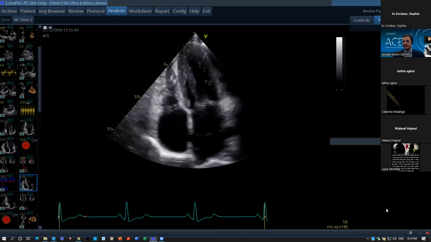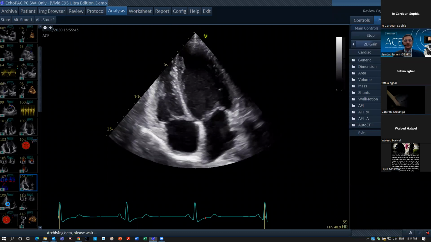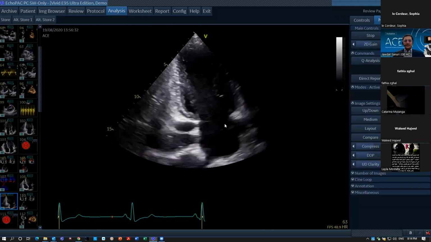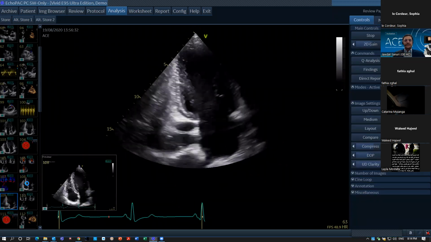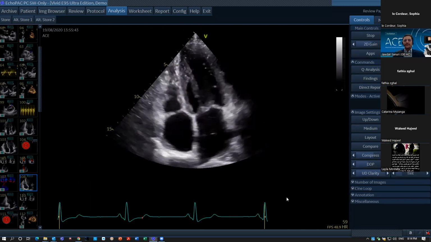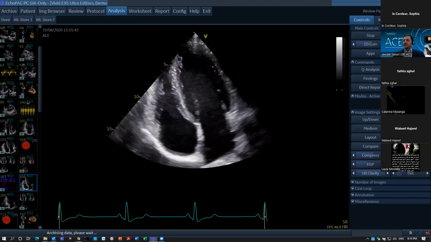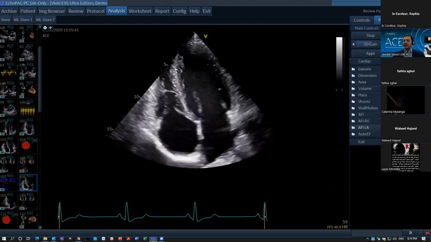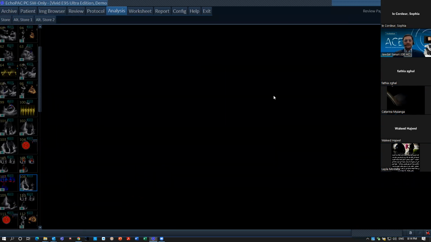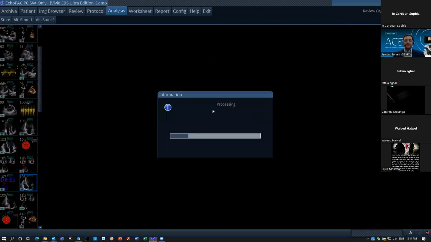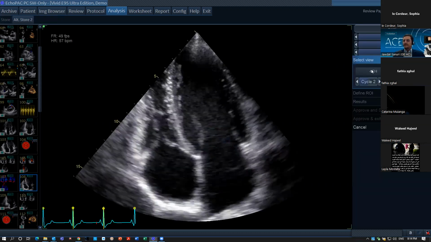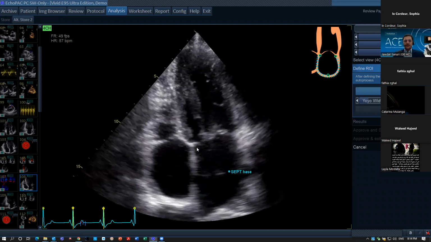Let me also get this out of the way. Okay, so here we have the 4-chamber, we have the 2-chamber, and more or less we have the maximum left atrium from 4-chamber and from 2-chamber. And I'll just go to measure, and we will do AFI for left atrium. And again, we can start with the 4-chamber.